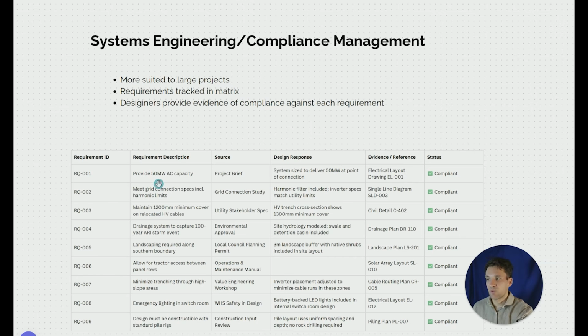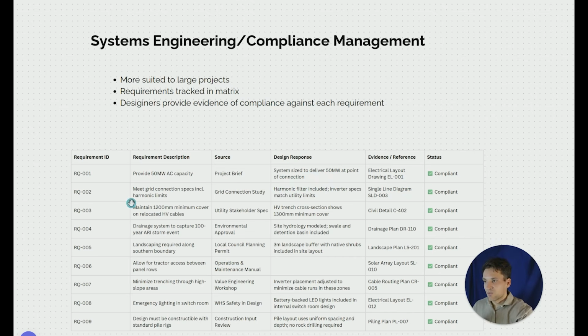So for example, using our solar farm example, this requirement to provide 50 megawatts of AC capacity is in the project brief. There's evidence that it complies. The system is sized to deliver 50 megawatts at point of connection, and the evidence or reference to that is the electrical layout drawing EL001, compliant.